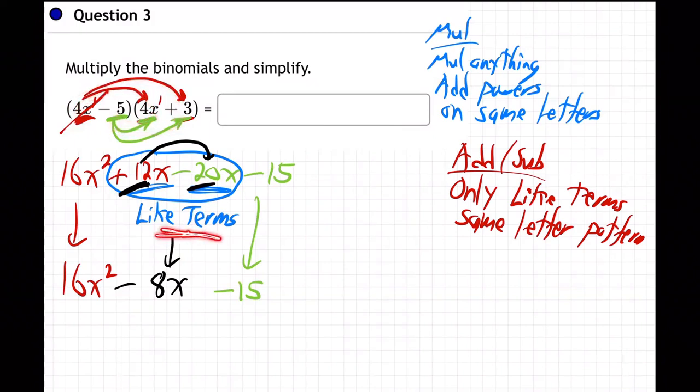We added the only terms we could add, which is the middle term. You can only add like terms. Adding, subtracting is more picky. You can multiply anything, but you can only add or subtract like terms, meaning same letter pattern. So I could only add and subtract the middle two terms. 12x minus 20x made minus 8x. And I'm done here. Why? Because these three are not like each other. They all are different x powers. So they can't combine any further. We're done right there. There we go.